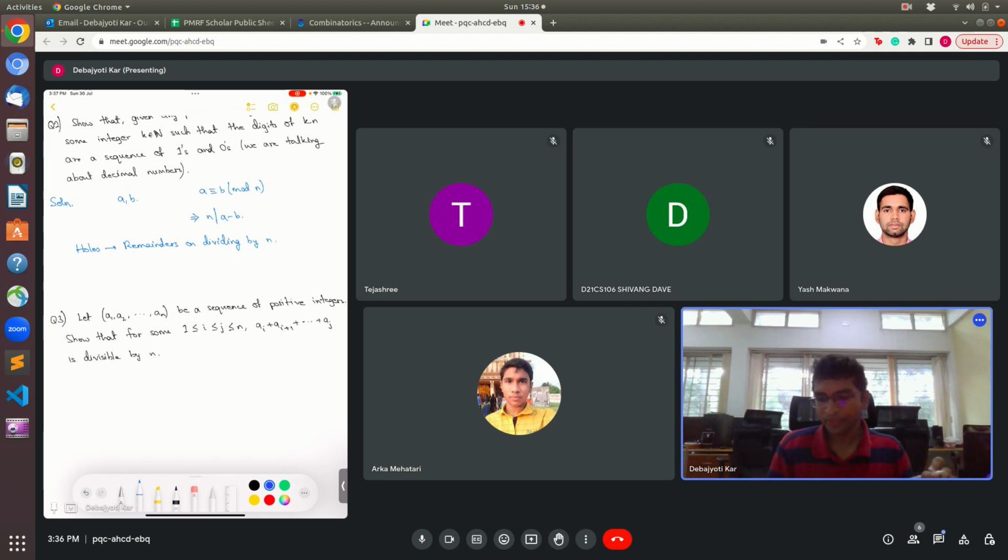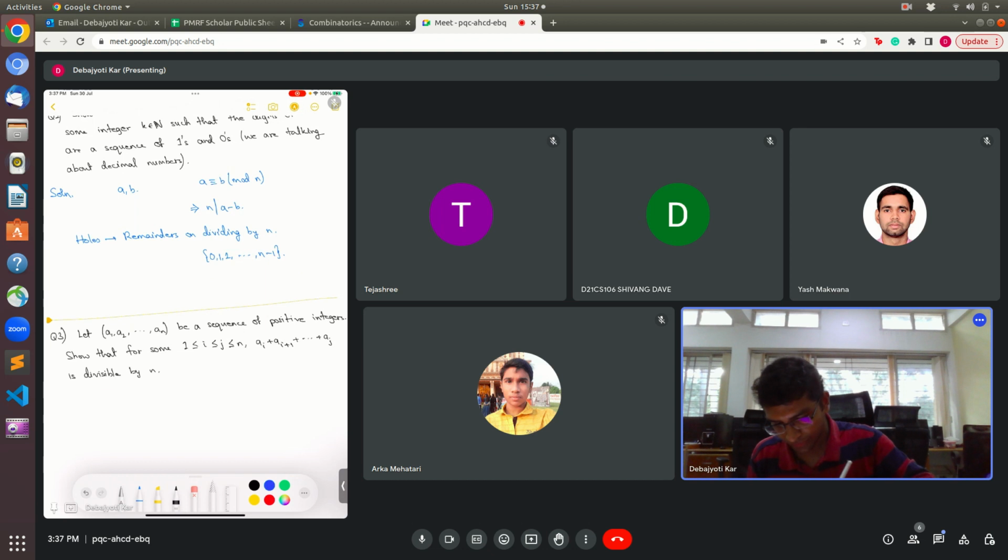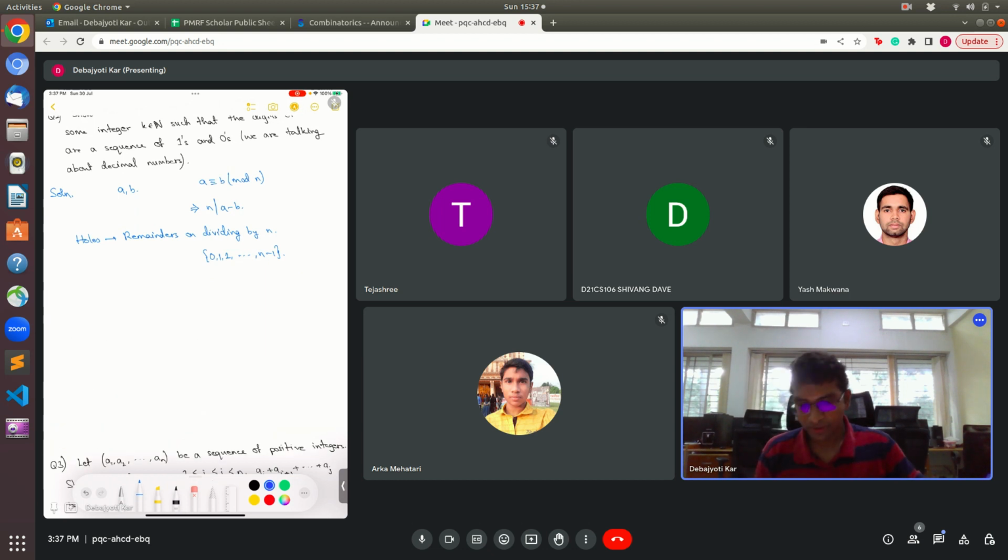Right? And so what are the possible remainders when some number is divided by n? It is this, right? So these are the possible remainders when some number is divided by n. So these are our holes, we have n many holes.